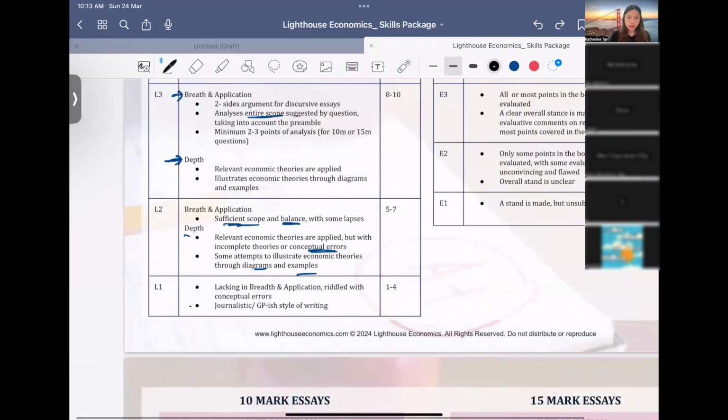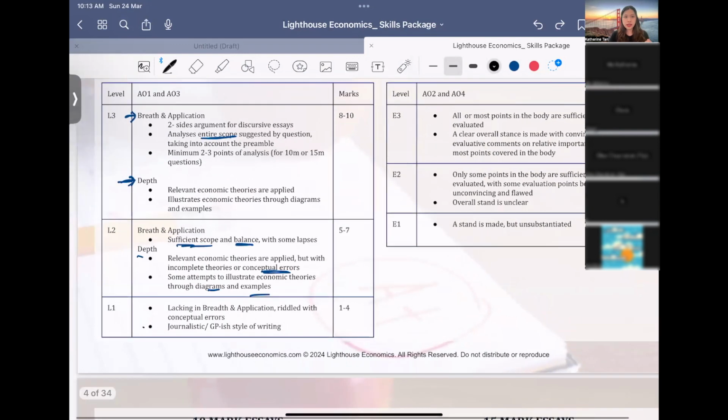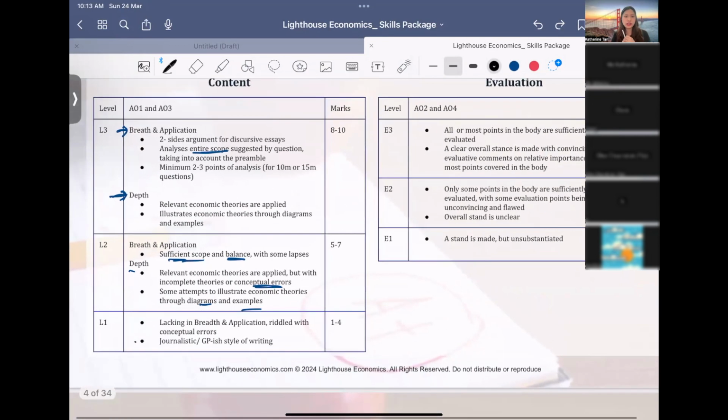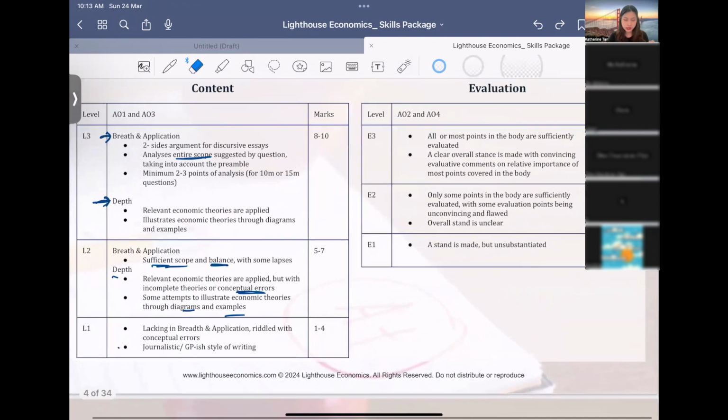For those who missed the earlier part, you can take some time to go read this at home. In general, we just went through content. In content, you want to fall into L3. For L3, you need to have breadth and depth. But it's okay if you miss some. Later, we will go through some examples.